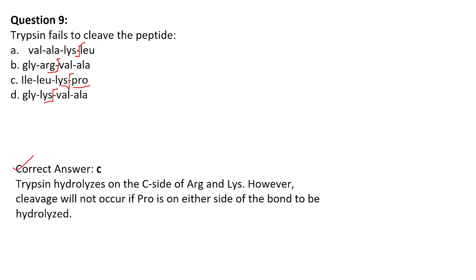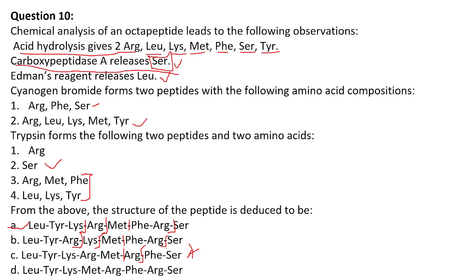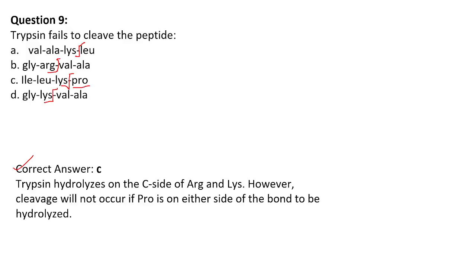Is this clear to everyone? If you draw the structure of proline and lysine, you'll understand that it gives a complete turn, and this turn leads to destabilization in the active domain. Unless it gets held in the active domain, it will not be able to get cleaved.